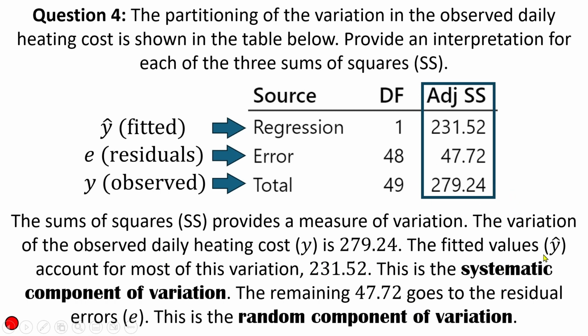The fitted values account for most of this variation. This is the systematic component of variation. The remaining 47.72 points of variation, I guess you could call it, this remaining number represents the variation of the residuals, and this is the random component of variation. Right, okay.